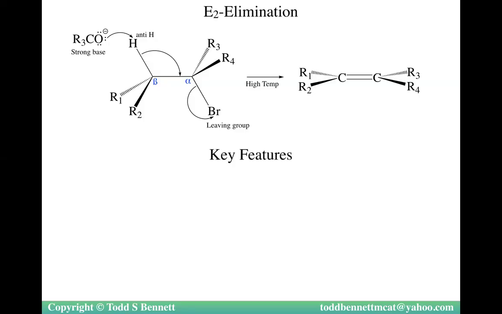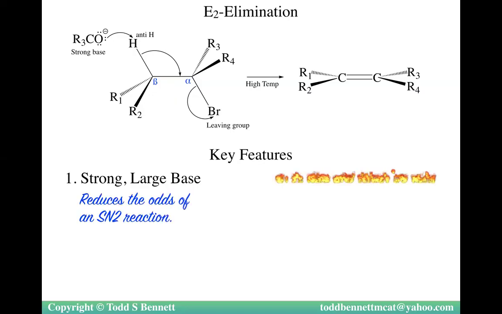So key features, things you have to know. A strong base, because it has to pull an H off a carbon, but it also helps if it's large, because if this is really bulky, then it's going to be too bulky to come in as a nucleophile. It's too crowded, so it's going to settle for taking an H. So the large base, the purpose of it is so that you end up getting just E2 dominating. You don't see a lot of the SN2.